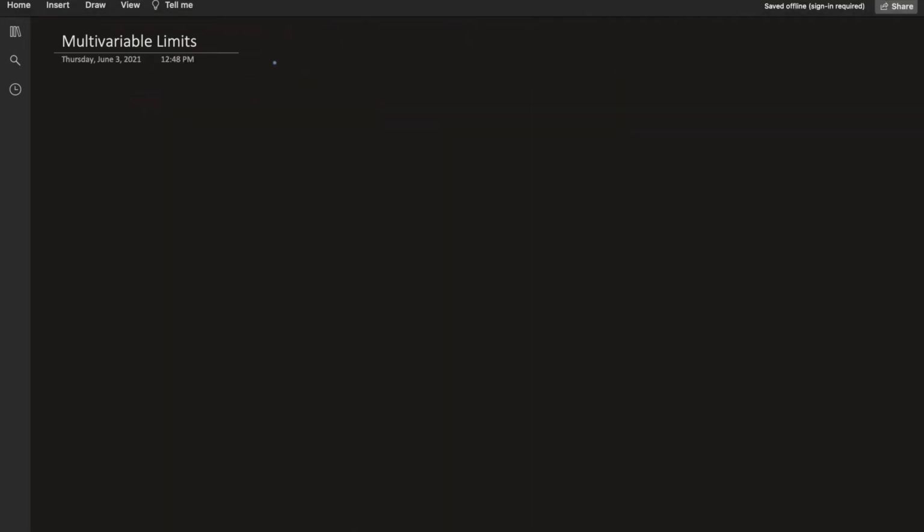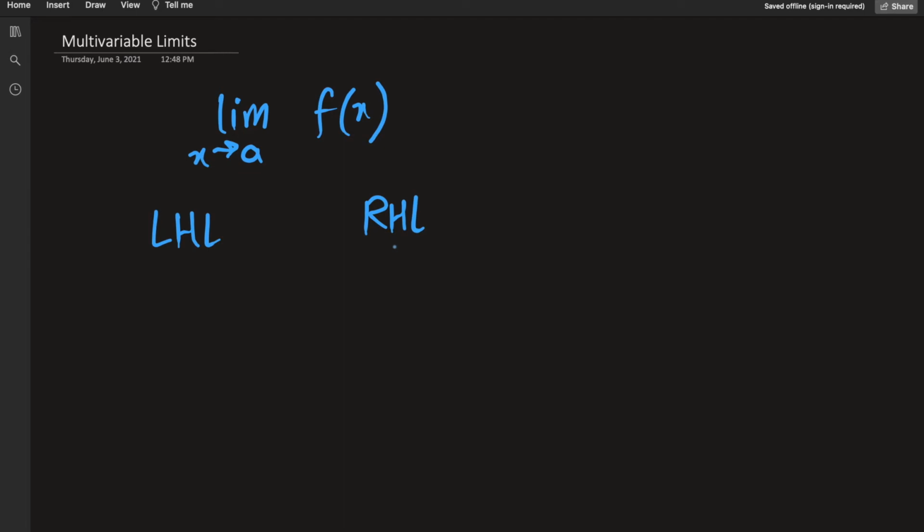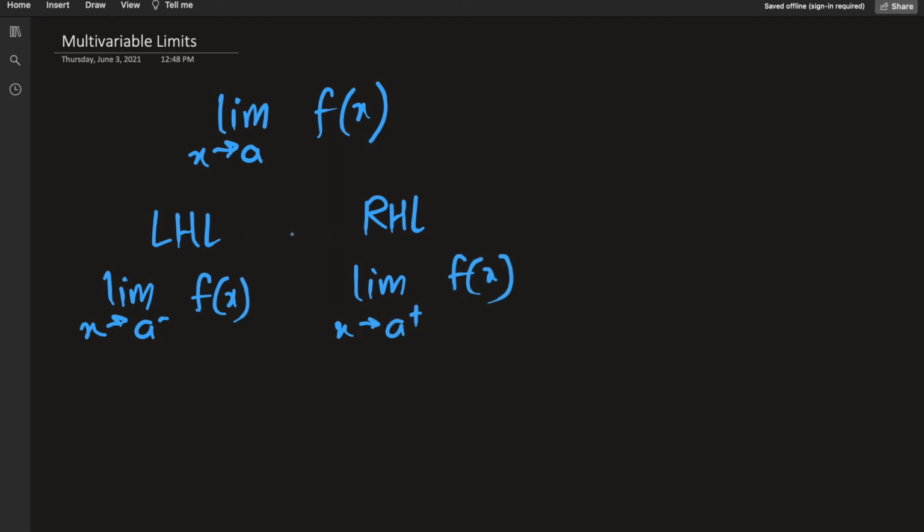Okay, so let's quickly talk about what limits are. If you remember in single variable calculus, this limit existed if there were two types of limit: the left hand limit and the right hand limit. The left hand limit was if you approach a given value from the left hand side, the negative side. The right hand limit was if you approach from the positive side. And if both of them were the same, then the limit in general existed and was equal to whatever value they had.